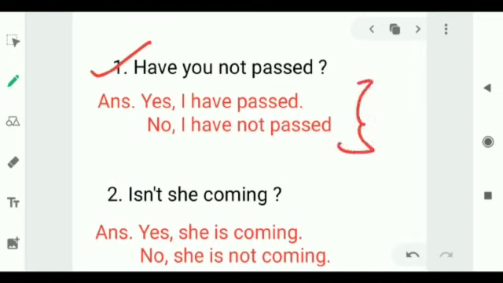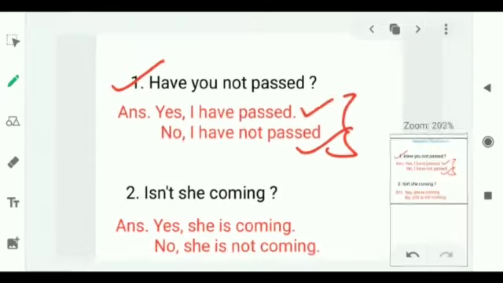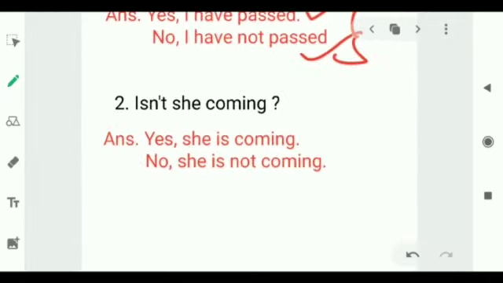Yes, I have passed. No, I have not passed. So the answer can be in the form of yes, that I have cleared, meaning I have not failed. And next one, no, I have not passed, means I failed, in short. Next, isn't she coming? Answer can be yes, she's coming, or no, she's not coming. So both these forms, how you are going to answer a negative question, is clear to you.